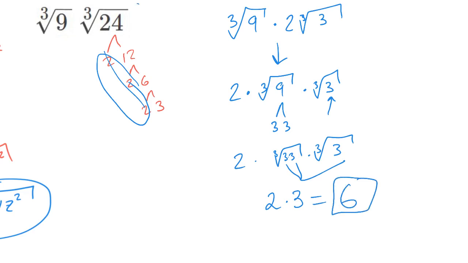Don't believe me? Try entering in the cubed root of 9 times the cubed root of 24. You will get a value of 6. There are other ways to explain this, but I think this is the quickest way for you to understand.